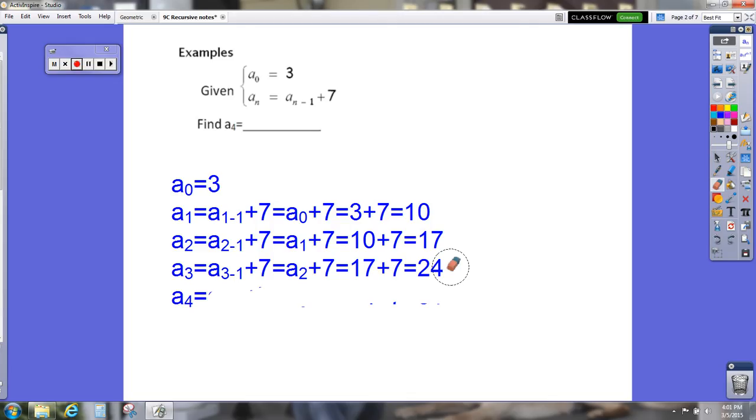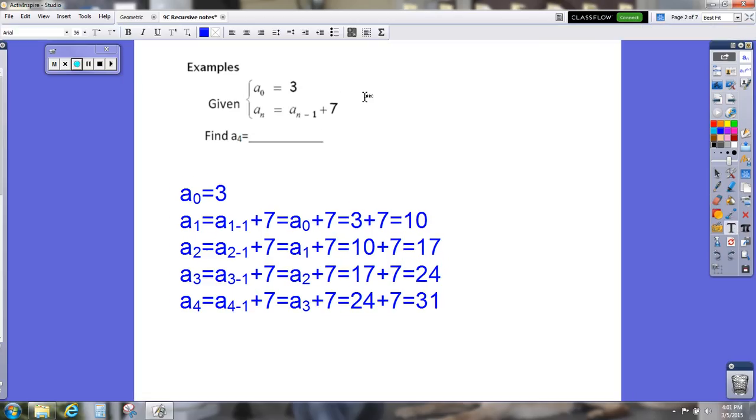All right, one more time. So now I need my fourth term, and that's what I'm asked to find. That's where I can stop. So I'm going to plug 4 in for n. So a 4 minus 1 plus 7. So that would be a sub 3 plus 7. Well, from the previous example, I found that a sub 3 was 24. 24 plus 7 is 31. So that means my final answer here is 31. That's where I was asked to stop. So recursive, we just use the same repeated application over and over, in this case, adding 7.